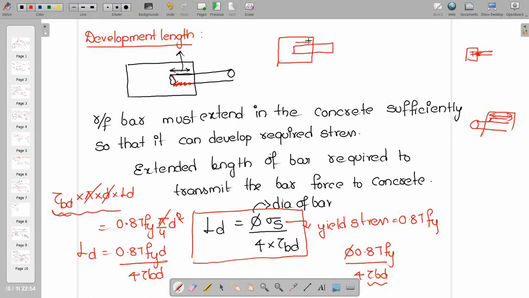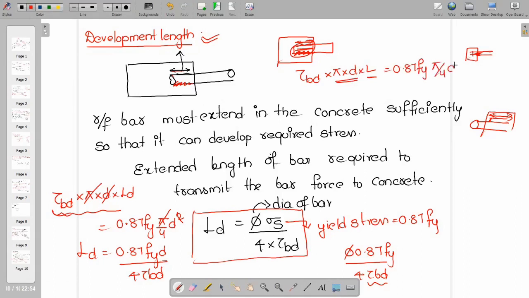How much length you have to extend this bar into the concrete is nothing but development length. The stress here is shear force. I told you bond stress is nothing but shear stress. So tau bd acts along the surface. Surface means perimeter into length, surface area, 2 pi r into length. This is equal to tensile force of steel, 0.87 Fy into pi by 4 d square.